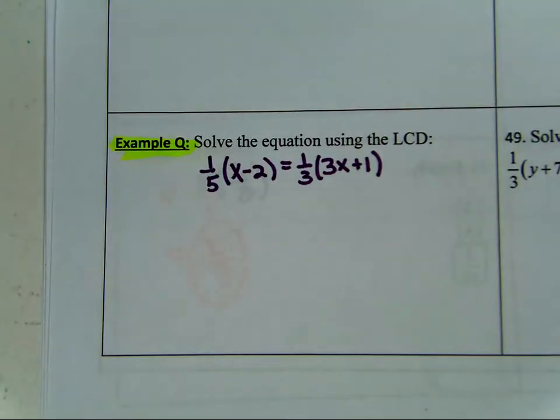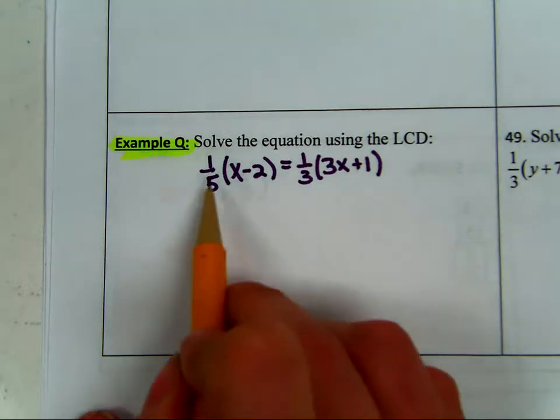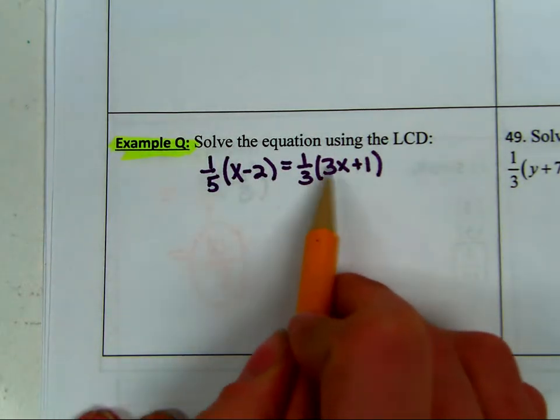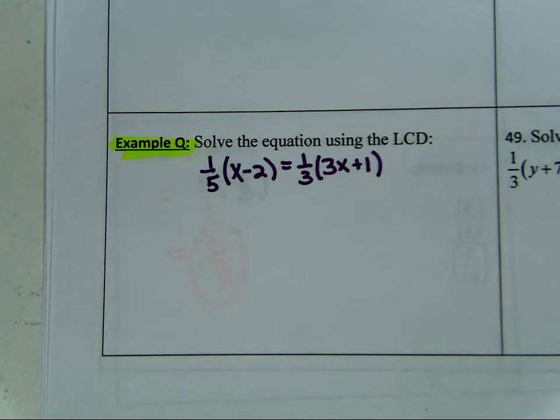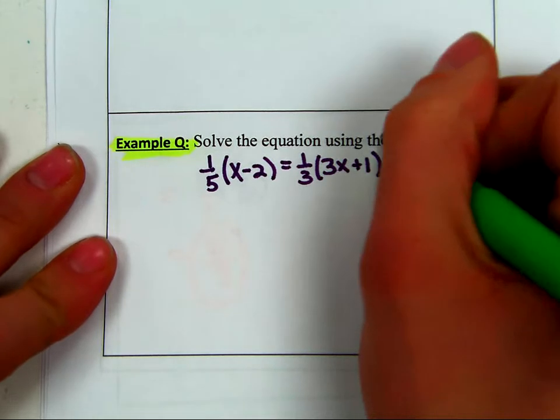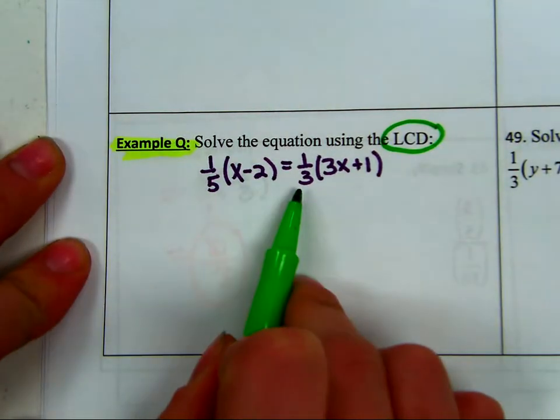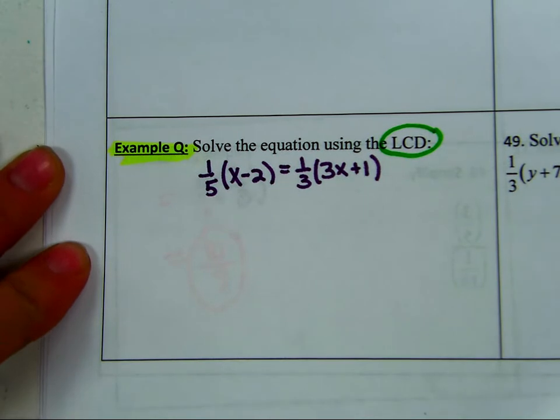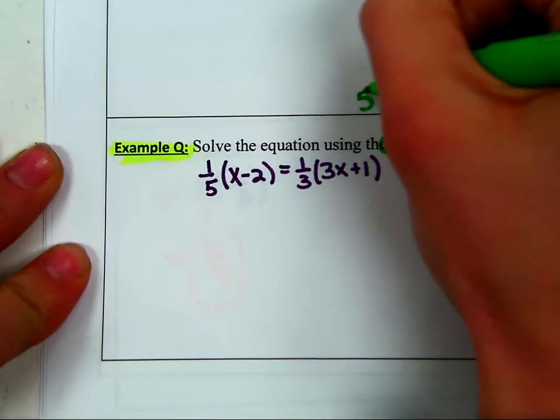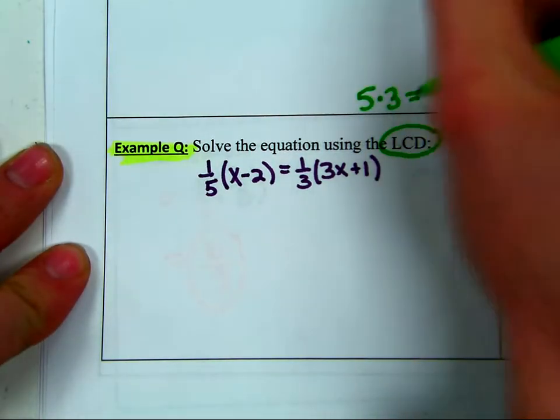Example Q. Here it says solve the equation using the least common denominator. All right, so many of you might want to distribute the 1/5 and the 1/3, but you're going to get a bunch of fractions. It's going to be really messy. That's not the easiest way. All right, they say use the least common denominator. So here we have a denominator of 5 and a denominator of 3. To figure out that least common denominator, we could just multiply those denominators together. 5 times 3 is 15.